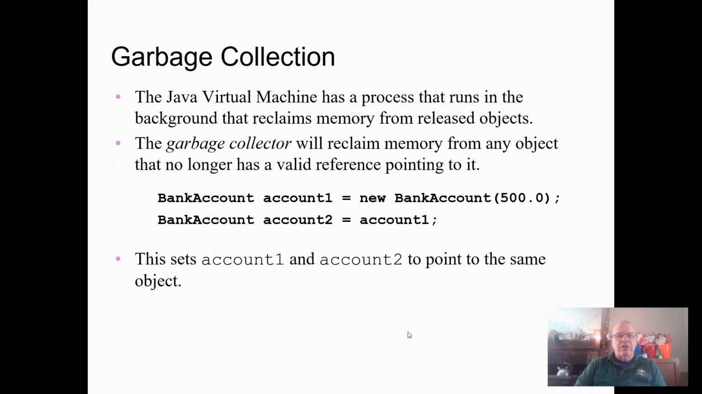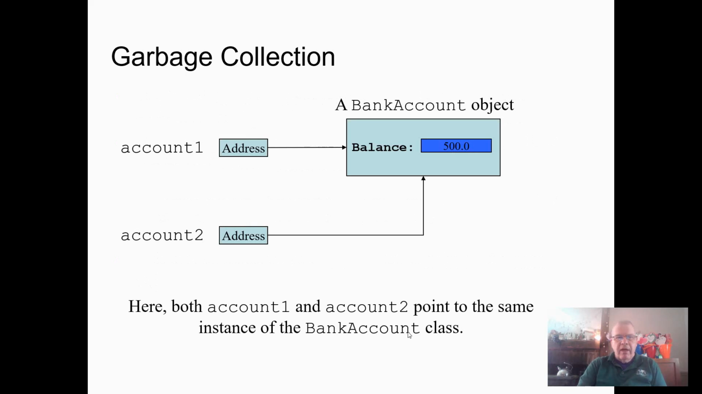So the Java virtual machine has a process that runs in the background that reclaims memory. It's called the garbage collector. So if you had account1 equals a certain bank account object, and account2 is set to account1, they're both set to the same thing, as in this diagram.